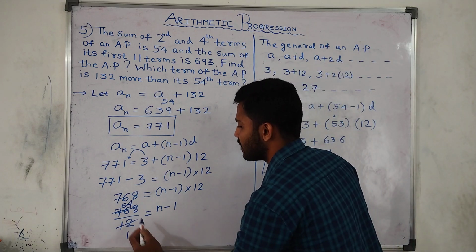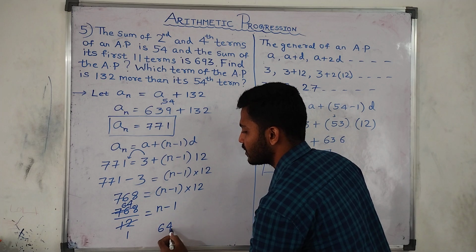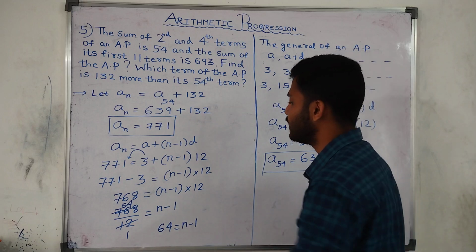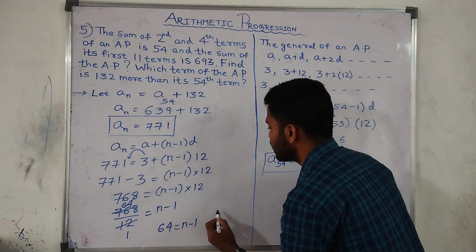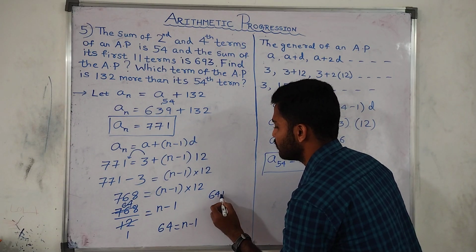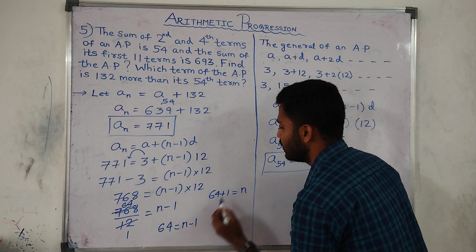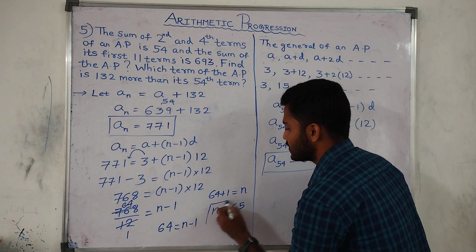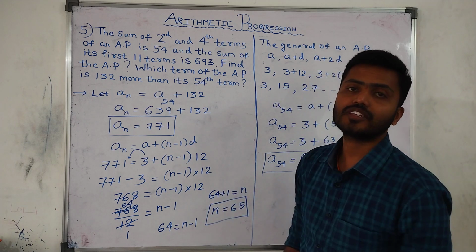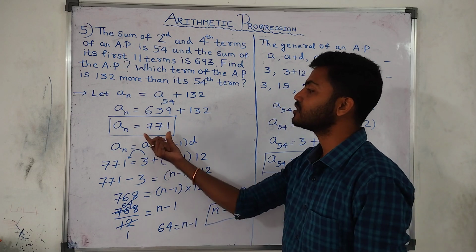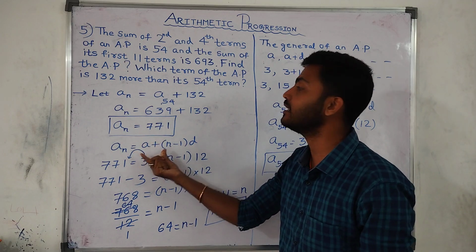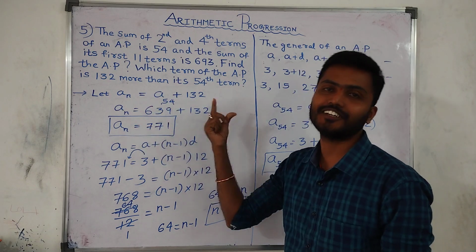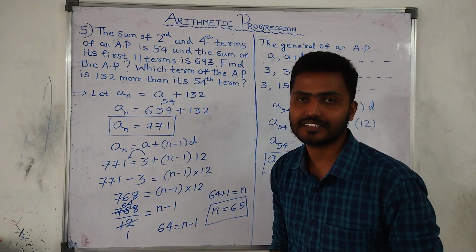So we got the answer. This was completely divisible. So 64 is equals to n minus 1. You want the value of n, so send the minus 1 to the other side. So 64 plus 1 is going to be equals to n. Therefore, the value of n is going to be equals to 65. So the 65th term, whose value is 771, is 132 more than the 54th term. Okay, this is our answer.